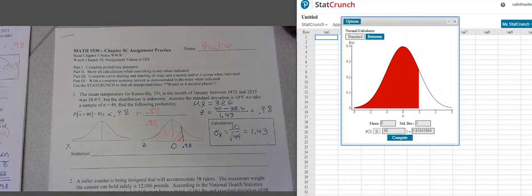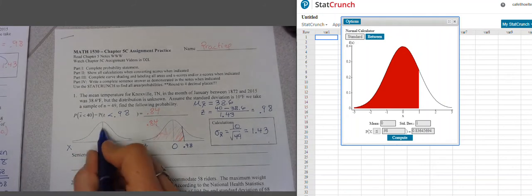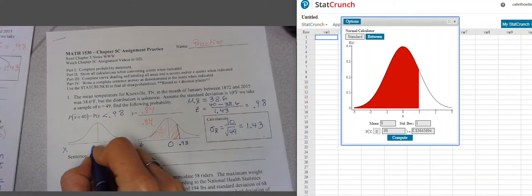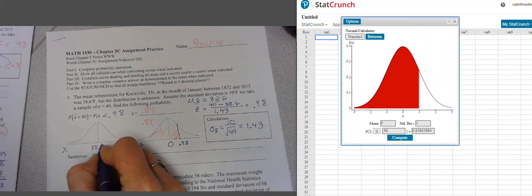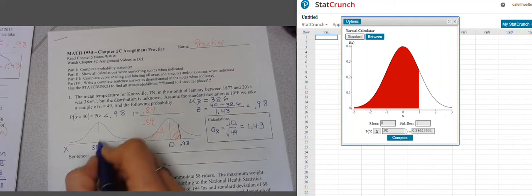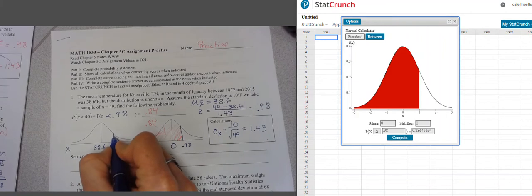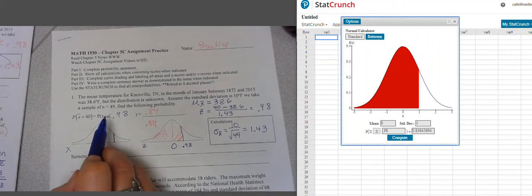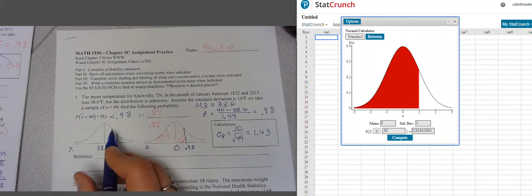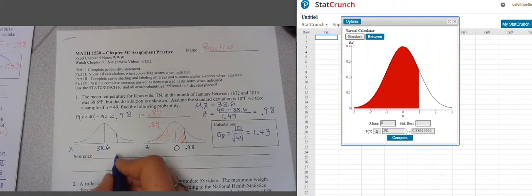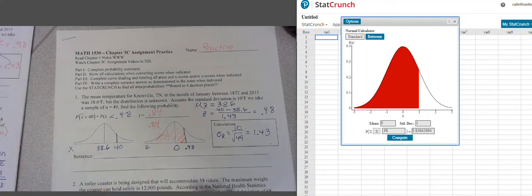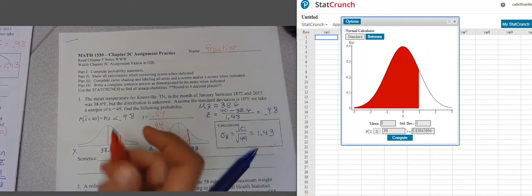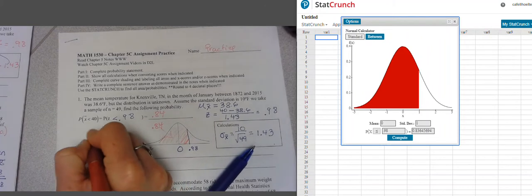So what we can also say over here on our normal model, the average temperature in our population was 38.6. And we wanted to know the probability of getting a sample of 49 temperatures where the average of those 49 would be 40 degrees. That's going to be the same as the probability we computed using z-scores, so this is going to be 84%.